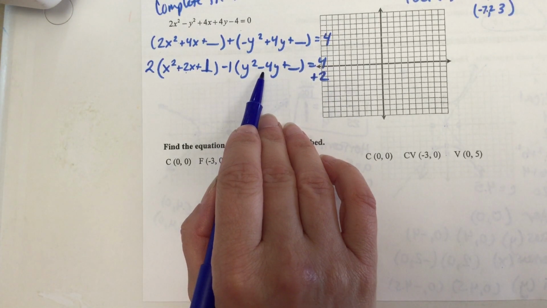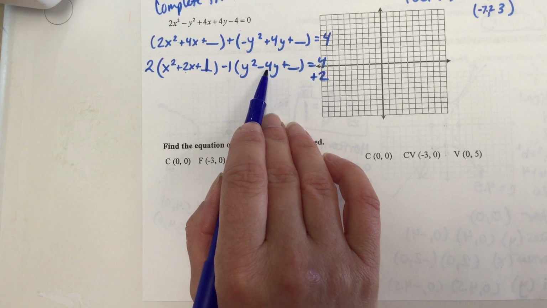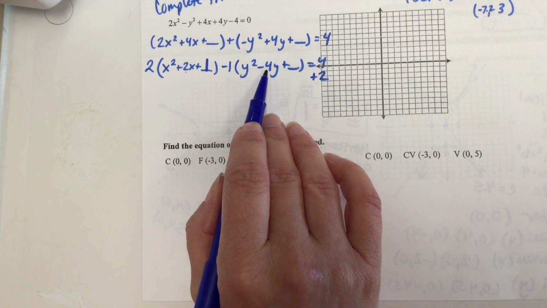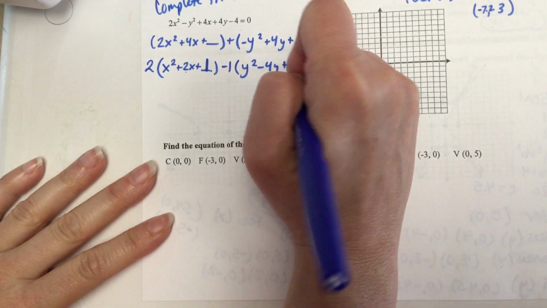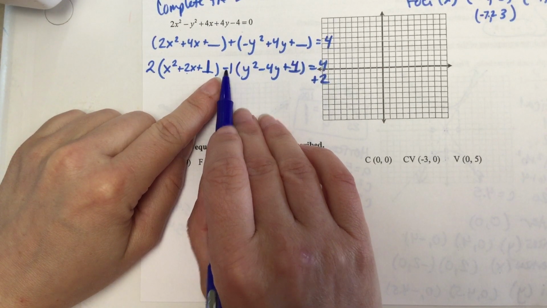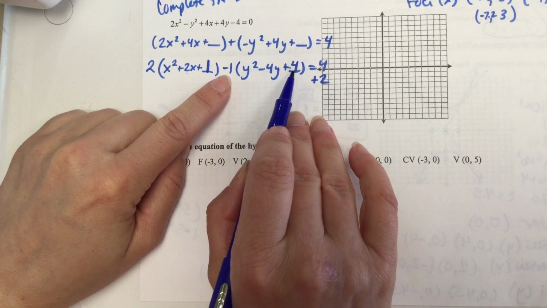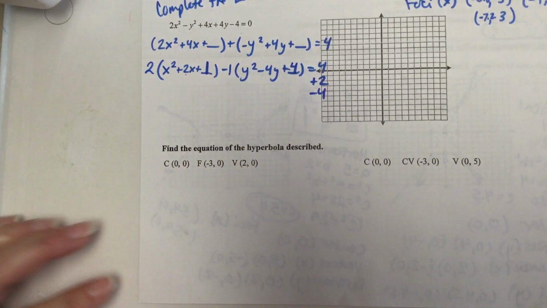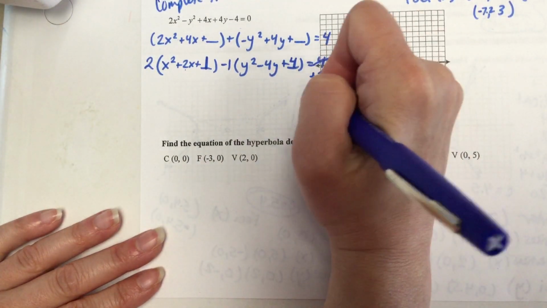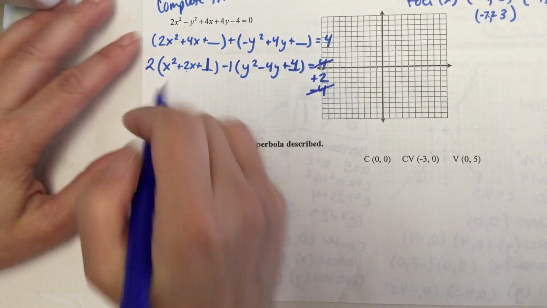Now I complete the square here. -4 divided by 2 is -2. -2 squared is 4, but this is really -1 times 4. So this is really a -4. What I put on one side, I have to put on the other. So I have to minus 4. +4, -4 cancels. Now I can complete the square.